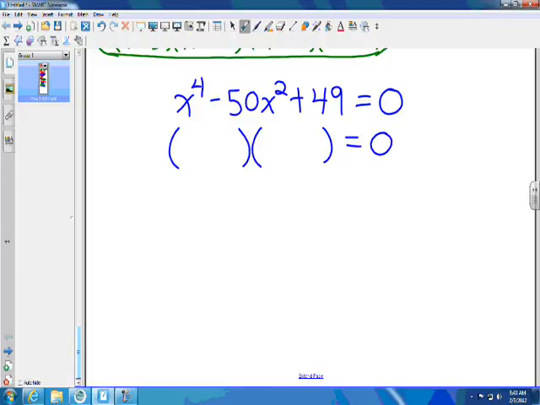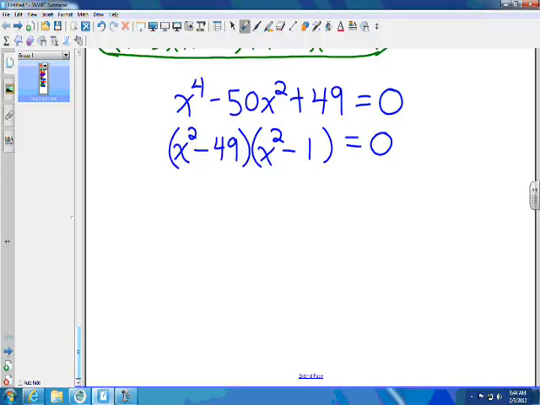So we put our 2 parentheses, factors of 49 that equal 50. What are our signs? Both minus. Factors of 49 that will equal 50. 49 and 1, that's pretty simple. Now, stop right there.